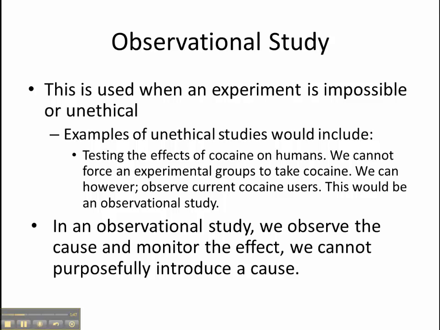For example, testing the effects of cocaine on humans would be very unethical, to have an experimental group where you gave them cocaine and a control group where you didn't. What we would have to do in order to study the effects of cocaine on humans is get a bunch of cocaine users and monitor them versus non-users.